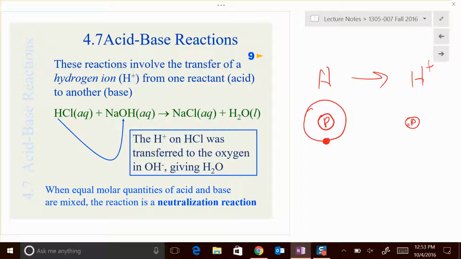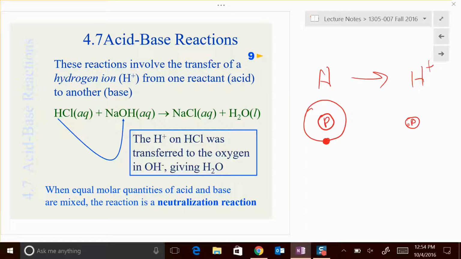Acid-base chemistry happens because something donates an H plus and something accepts that H plus. So the H plus is given to something else, and that's how you do acid-base chemistry. And whenever a base accepts a hydrogen, it neutralizes it. OH minus plus H plus forms H2O. Water is neutral. Okay? That's acid-base chemistry.